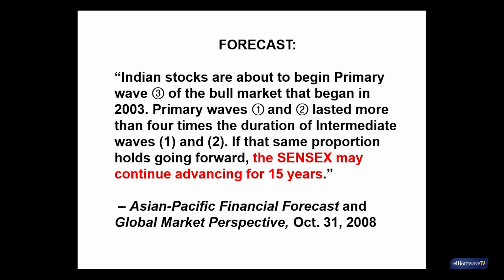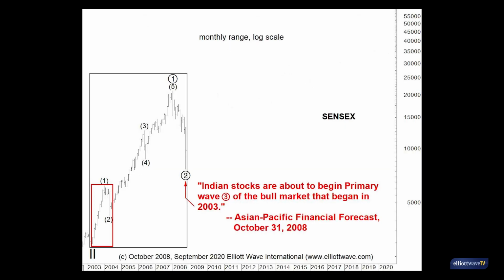Therefore, we wrote that day, quote, "Indian stocks are about to begin primary wave 3 of the bull market that began in 2003. Primary waves 1 and 2 lasted more than 4 times the duration of intermediate waves 1 and 2. If that same proportion holds going forward, the Sensex may continue advancing for 15 years." Now almost 12 years later, let's see how that forecast turned out.